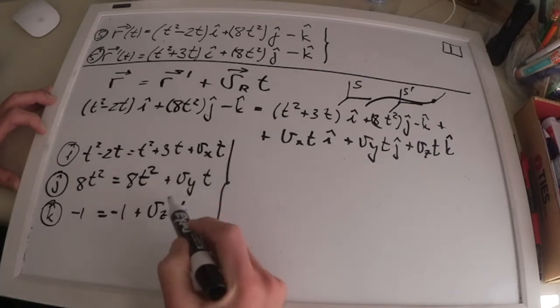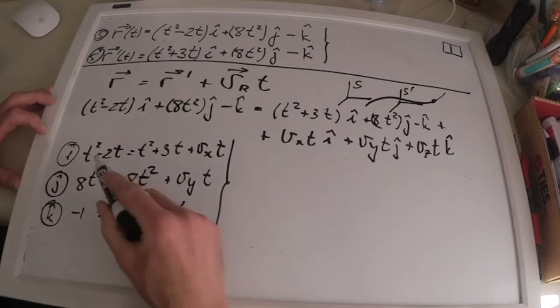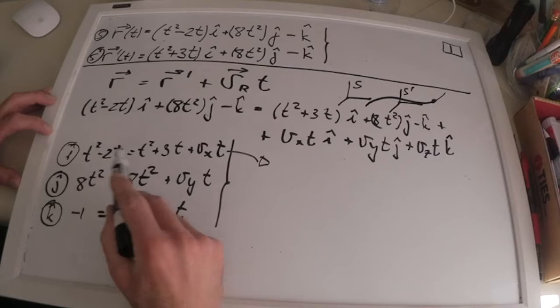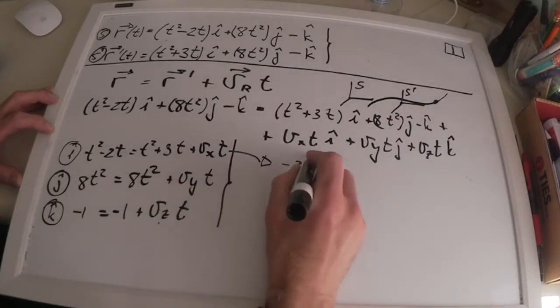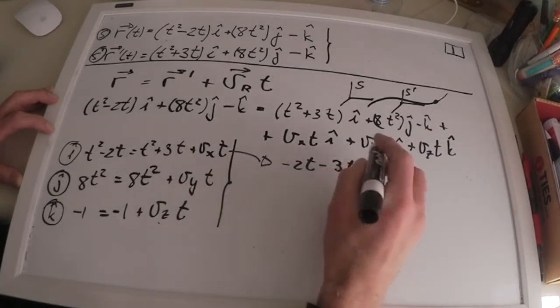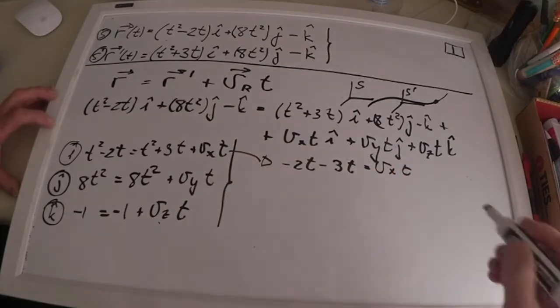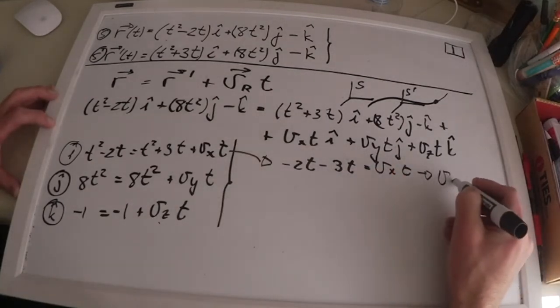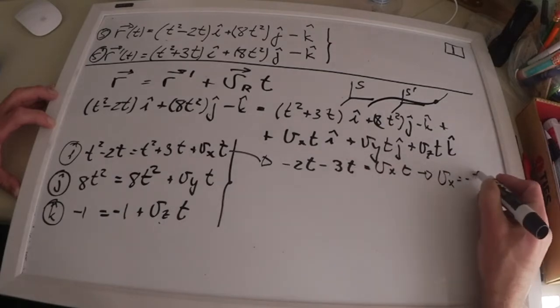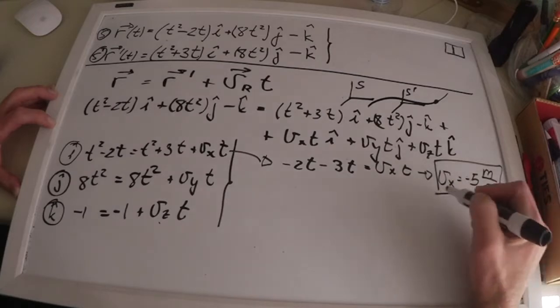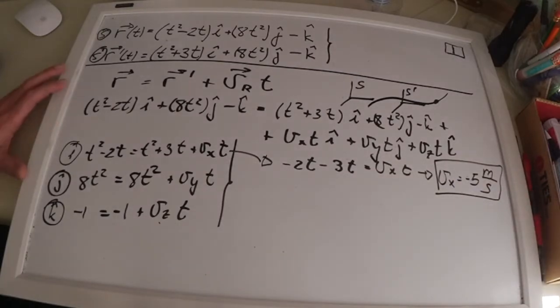So these are the three equations that I have, and now I want to solve them to find vx, vy, vz. From the first equation, the t squared cancels the other t squared, and I have minus 2t minus 3t is equal to vx t. If I solve for vx, I find that vx has to be minus 5 meters per second. Everything was in SI units. That's the x component of the velocity.